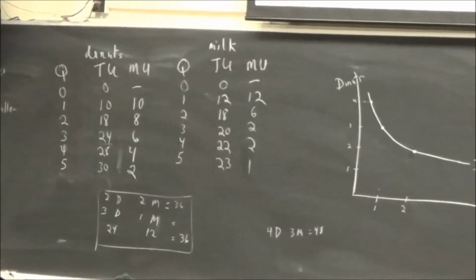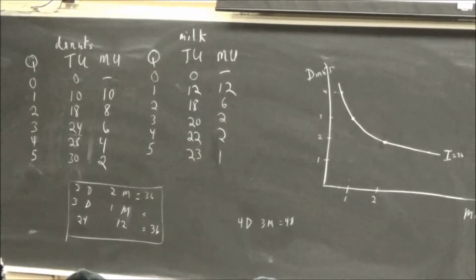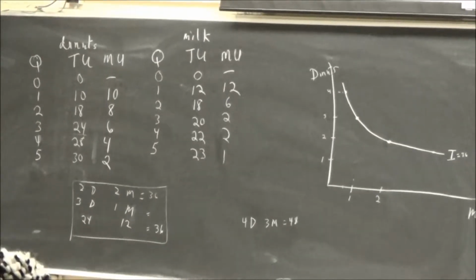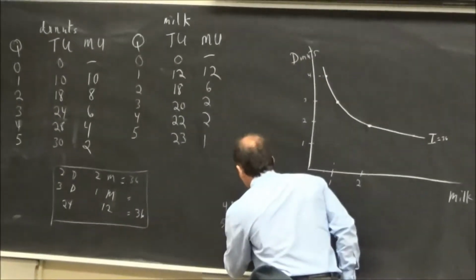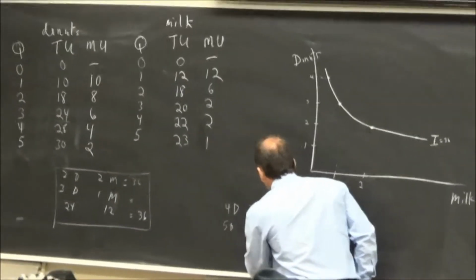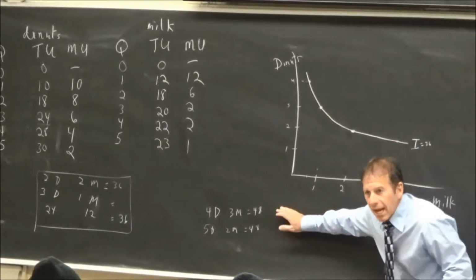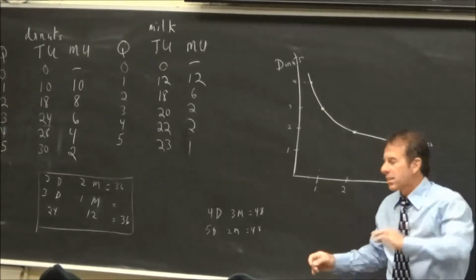5 donuts, 2 milk. 5 donuts would be 30, and 2 milks would be 18. So that would work. So 5 donuts and 2 milks would also give you 48. So let's put those together, right? Because you have to have 2 combinations in order to have the line. You have to have 2 points.